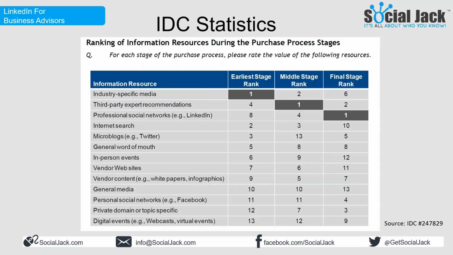So as we look at statistics, one of the most interesting things for me is that in the final stage rank, the decision makers actually care about somebody's professional network. They care about who they're connected to. How did they get to us? Who do they know? And so that is one of the most powerful things.